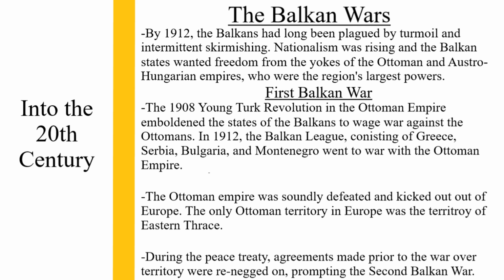Oh well. And during the peace treaty, agreements made prior to the war over territory were reneged on, prompting the Second Balkan War. I will show a map. I don't think it's the next slide. It's probably the slide after that, but we'll see. The Ottomans controlled parts of the Balkans, but after the First Balkan War, they were kicked out and only left with the area surrounding Constantinople.